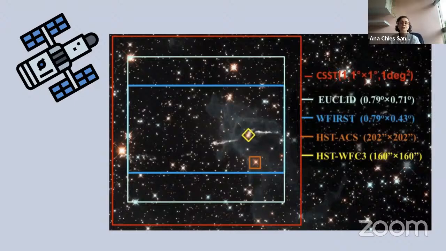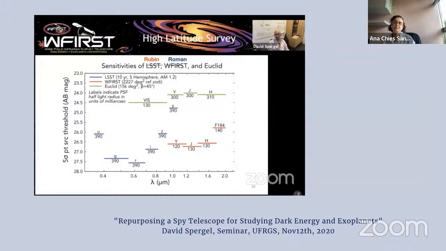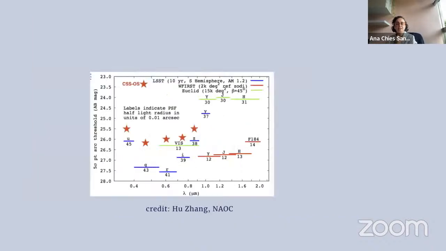To give an idea, here is the field of view of CSST, Euclid and Roman first, compared to HST's in yellow and orange. This will be a huge step in efficiency for observations from space. And last but not least, here are the limiting magnitudes these surveys will reach, with LSST being the deepest. The Chinese Space Station Telescope will be a bit shallower in some of the similar bands, but from space with a better spatial resolution, reaching 0.05 arcsecond per pixel in one of the cameras.